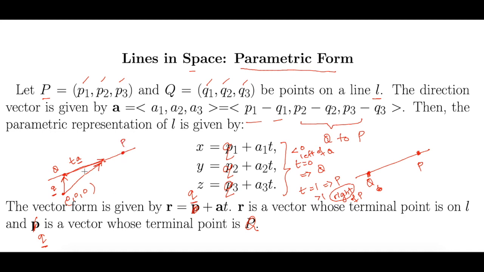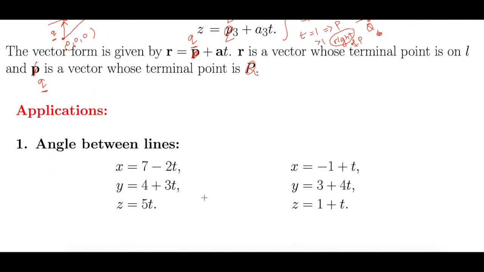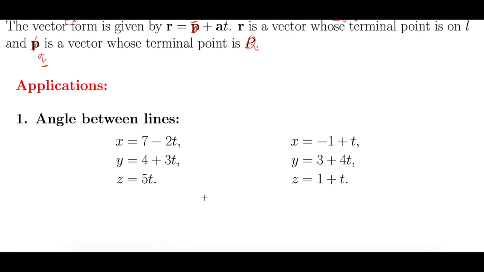Okay, so this means that if I have t equal to 1, then I will end up with this vector. So somewhere in between Q and P, I have some value of t. Hope it makes sense here. Okay, so now let's see how we can use this story to find different results.